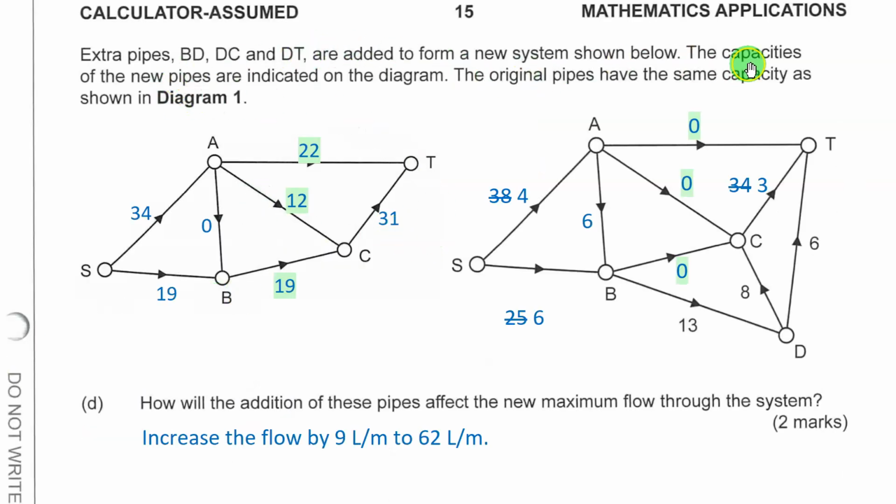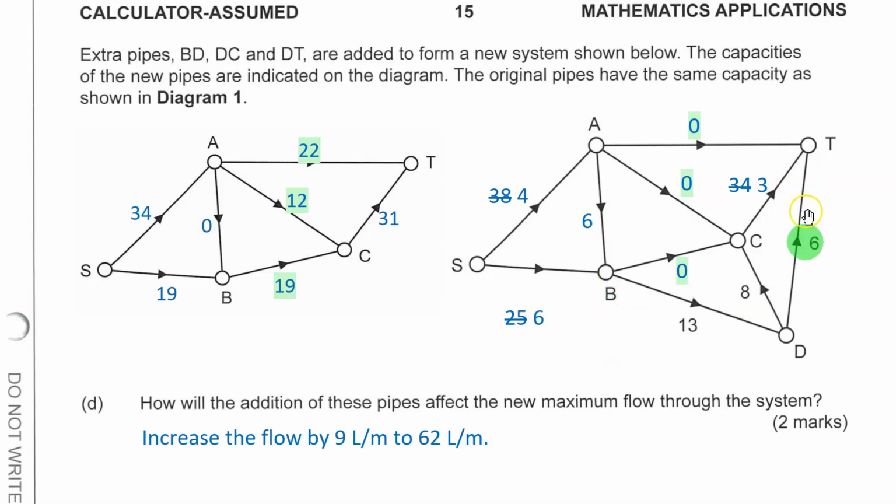Extra pipes are added to form a new system. So you can see here was the old diagram, and here is the new one. On the new diagram, we've got these 3 pipes have been added down here. So here's the old one with the flow; this is basically a copy of the previous question, or part of the question. And so if we subtract the flow that's going through these, we've got none left here, none left there, none left there. We've got 31 coming up here, so that leaves us 3 spare up here. And up here, we're sending 34, so we've got 4 left. We've still got room for 6 down here and 6 across here.